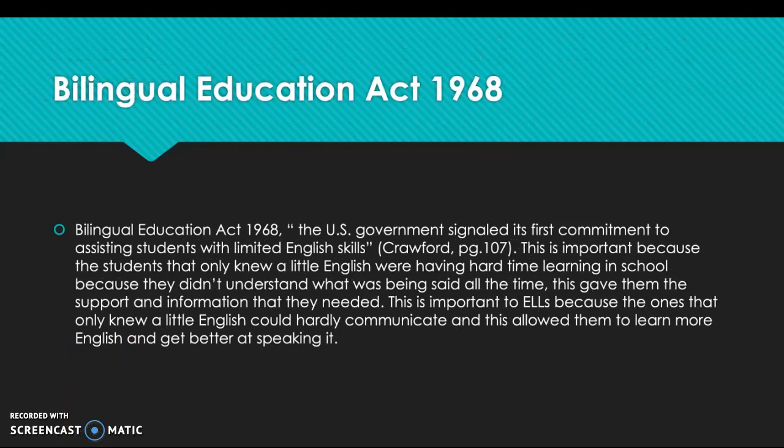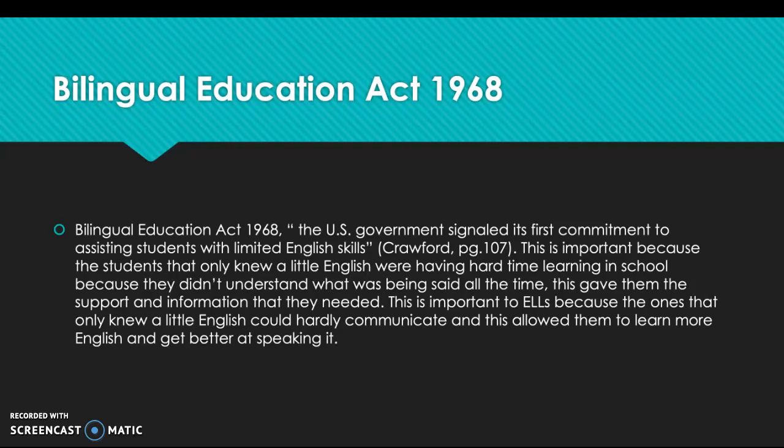The fifth one is the Bilingual Education Act of 1968. This act was the U.S. government signaling its first commitment to assisting students with limited English skills.